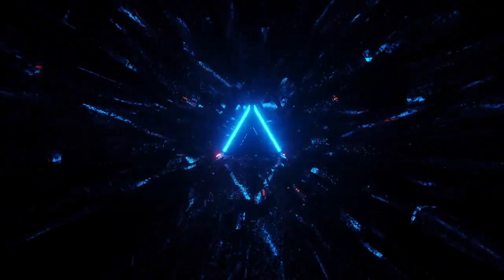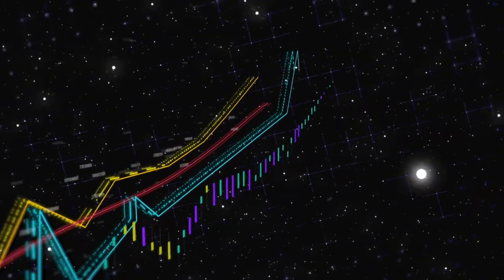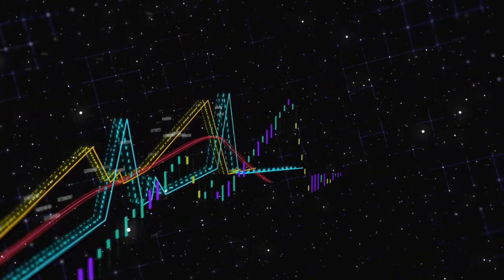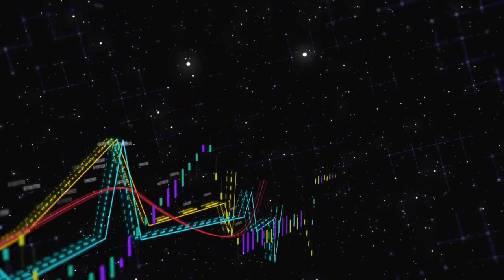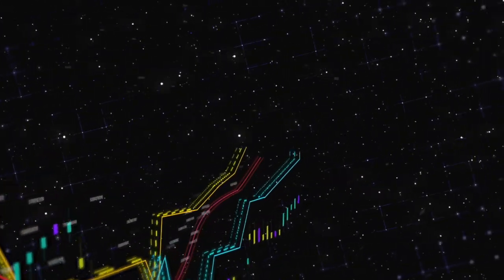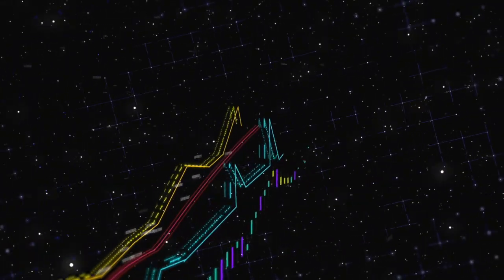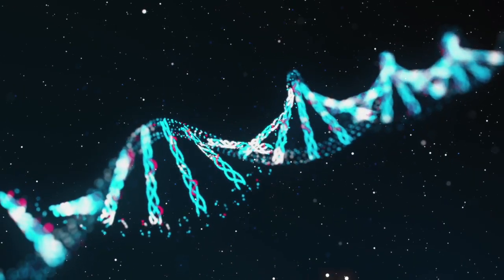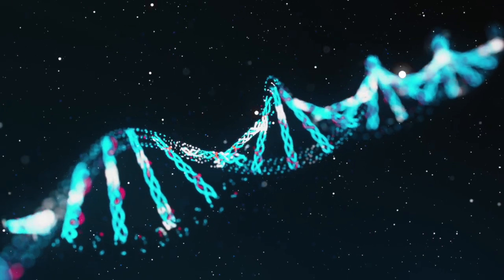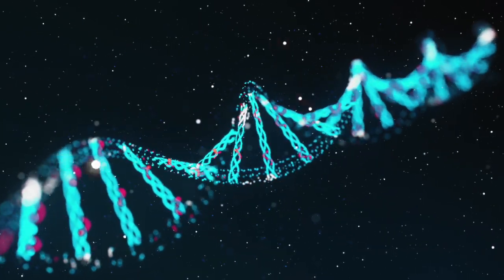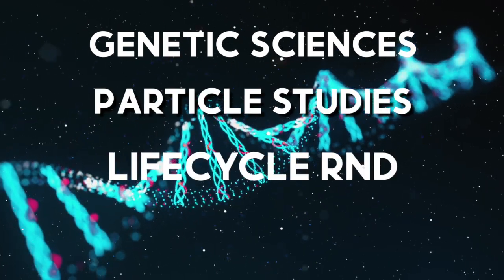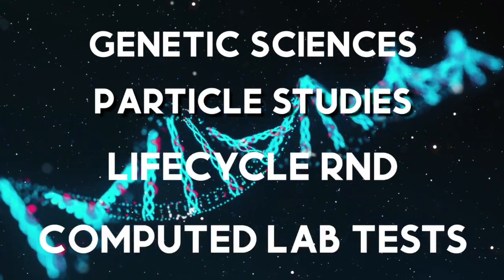And that's one of the things that makes Vectorspace AI so interesting. With so many projects in the space focused on bringing blockchain and DLT to finance, IoT, big data, metaverse, NFTs, gaming, etc. Where are the projects bringing blockchain and DLT to the science and healthcare industry though? That's one area that's really going to see insane growth, because look at all that's happening: genetic sciences, particle studies, research on life cycles, computed lab testings, etc.